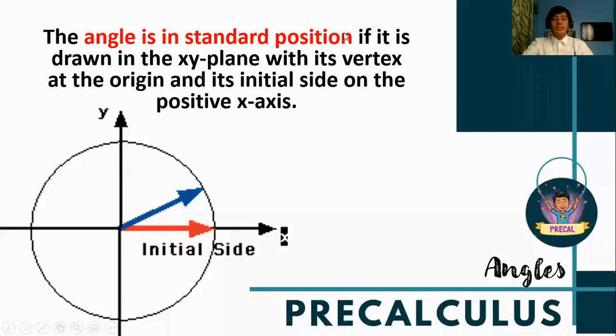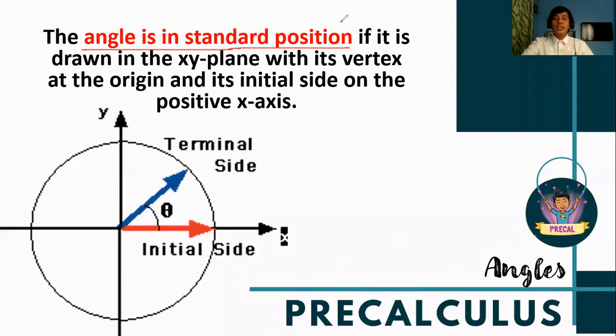The first type of angle that you need to learn are what we call the angles in standard position. So an angle in standard position can be considered if and only if it is drawn on the Cartesian plane. So this is the first requirement. For an angle to be considered in standard position, one must draw it on the Cartesian plane. Aside from that, the vertex of the angle must be at the origin of the Cartesian plane.